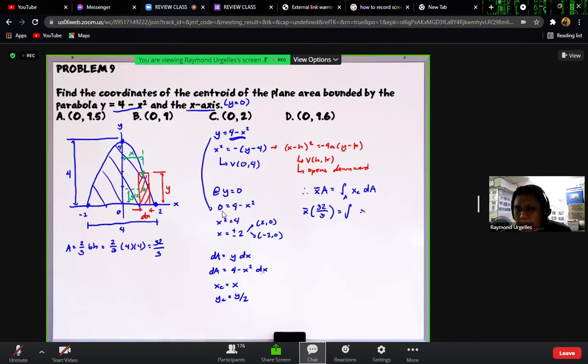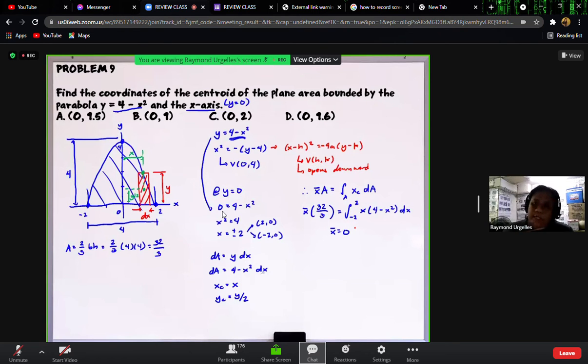Okay? So then this is equal to, we have integral. Yung x sub c natin is x. Okay? So yung differential area natin is (4 minus x squared) dx. So then this will be evaluated, diba? Sa lahat ng sakop niyang rectangle, so that will be from negative 2 hanggang positive 2. Diba? So negative 2 hanggang positive 2. Okay? Pag sinolve nyo ito, ang lalabas dito, x bar ay 0. No? So one thing is kasi ito, this is an odd function.